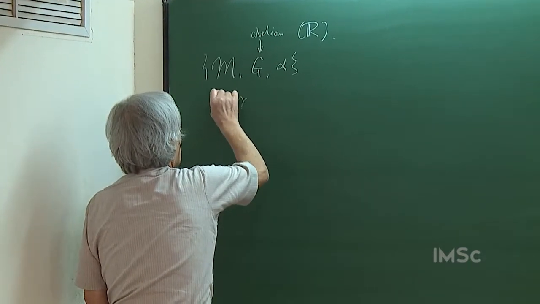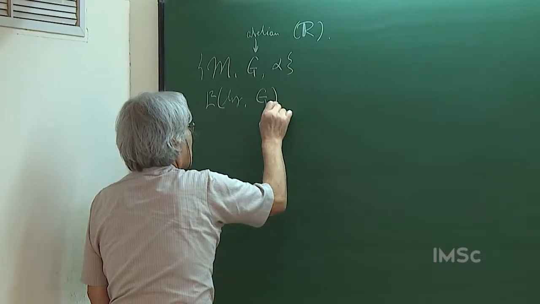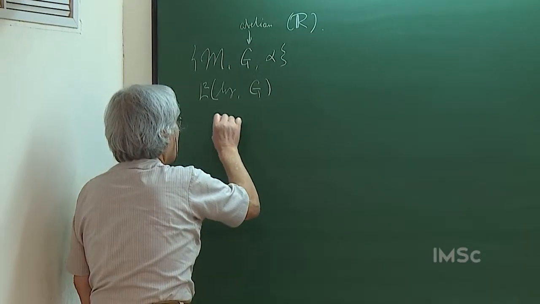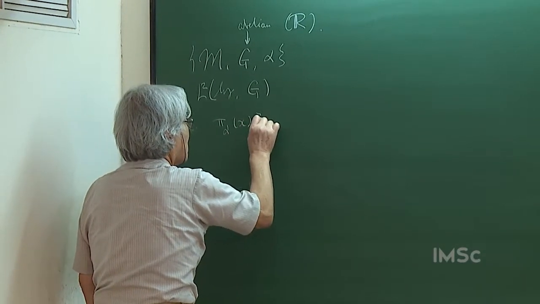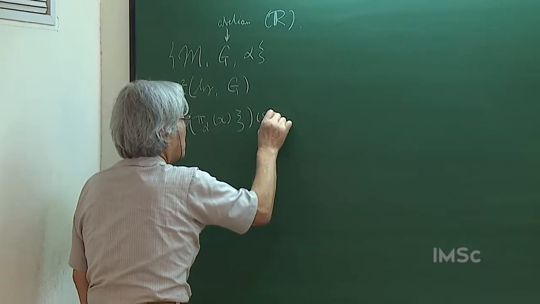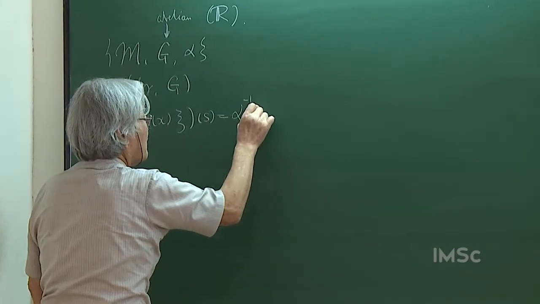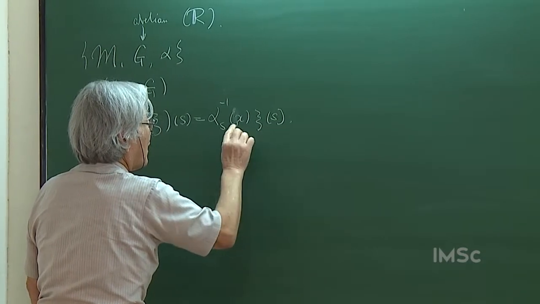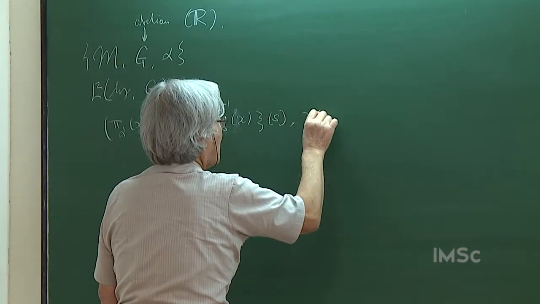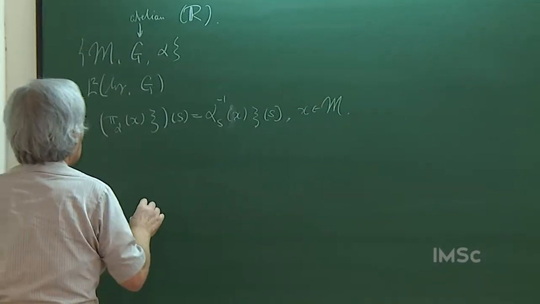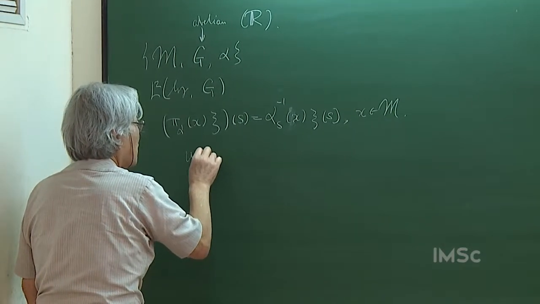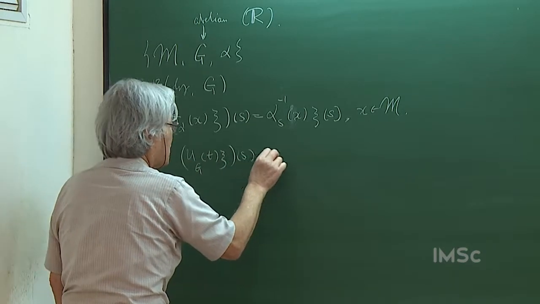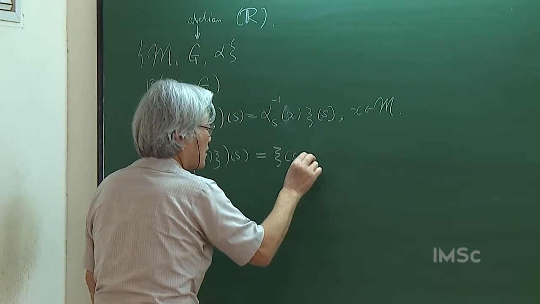So we form the H-valued L2 space, and then we define alpha_{S^{-1}}(X) applied to Xi(S). This is for X in M. And U_G(T) Xi(S) equals Xi(S minus T).